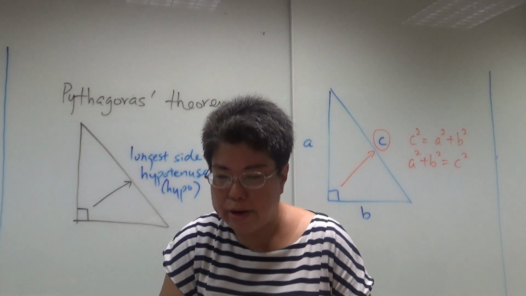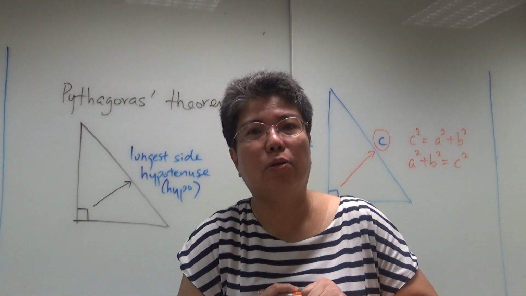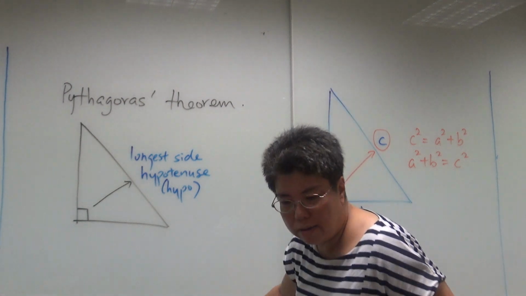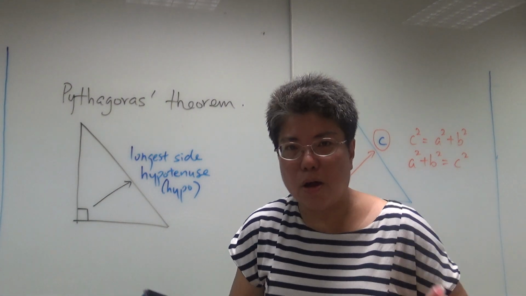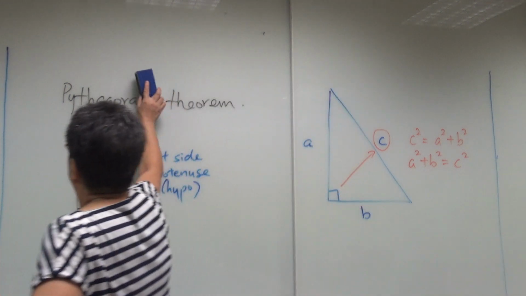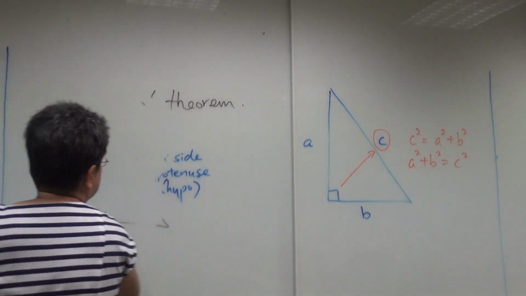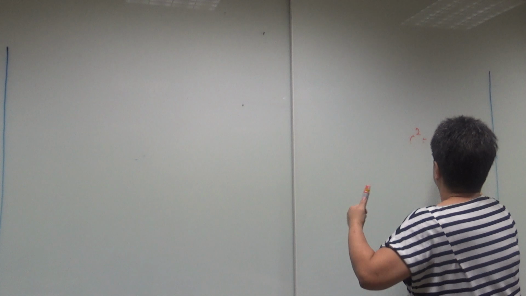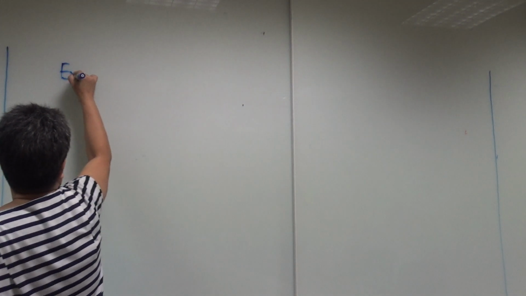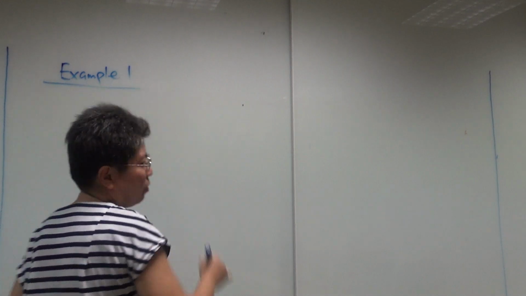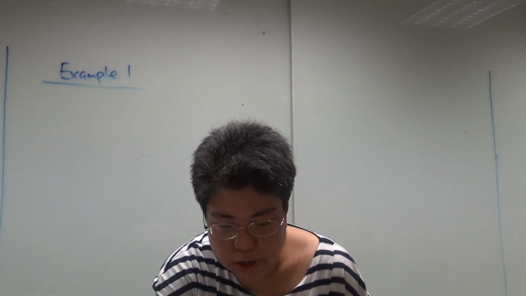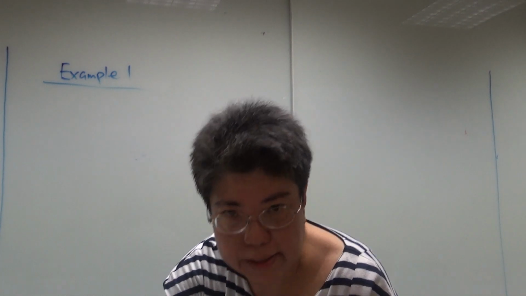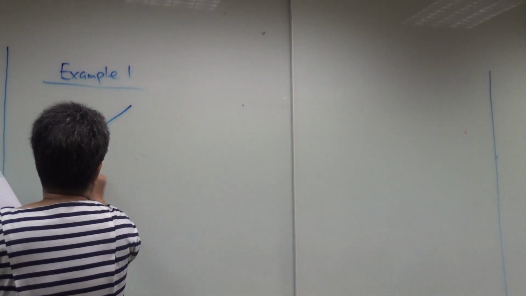Now I'm going straight to example 1, on page 200. Can all of you turn to page 200? Page 200 says, example 1. Find the length of the hypotenuse of the right angle triangle. I'm going to draw the triangle.